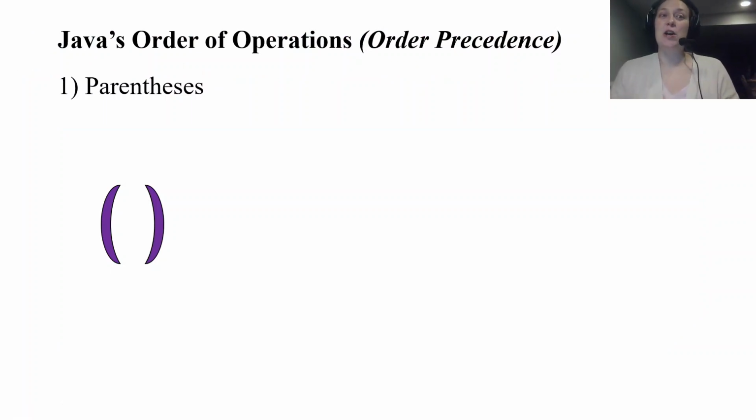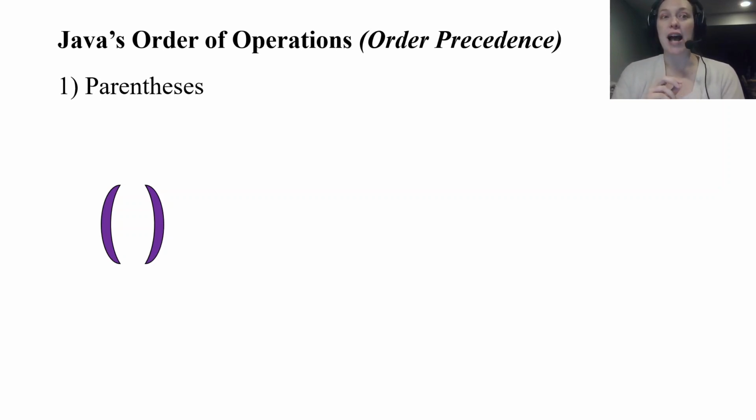So first we've got to talk about Java's order of operations, or as it's known in the coding world, order precedence. That is how Java evaluates expressions when you have a lot of symbols mixed in. Luckily, it's a very familiar flow. First it starts with parentheses. Java will do any operation inside parentheses first.